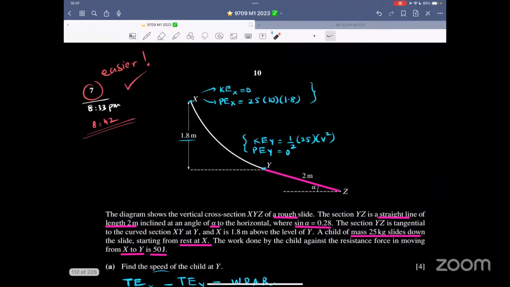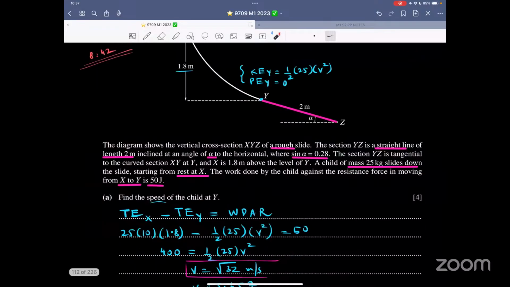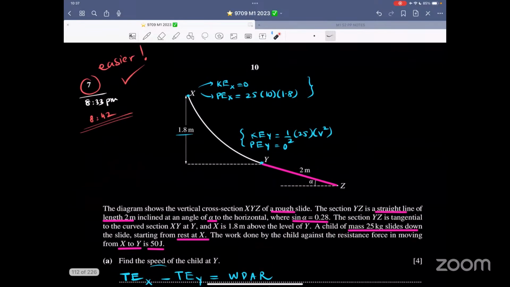This also looks very nice. Read the question. Question number 7, work, energy, power. And now over here, what does it say? The diagram shows the vertical cross-section XYZ of a rough slide. So it's a rough slide. The section YZ is a straight line.